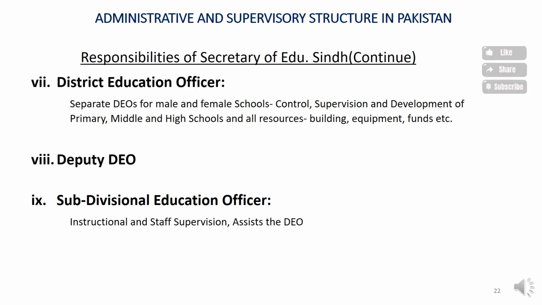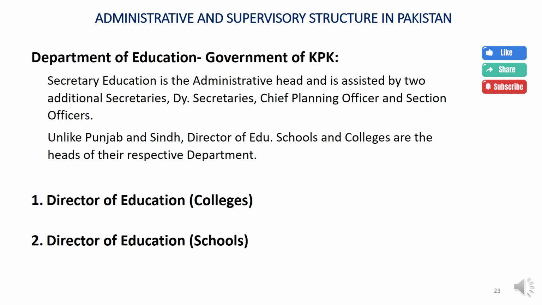So the district education officer has separate DEOs for male and female schools, with control, supervision and development of primary, middle and high schools and all resources like buildings, equipment, funds, etc. Deputy DEOs have their own responsibilities. Subdivisional education officers have instruction and staff supervision. They assist the DEOs.